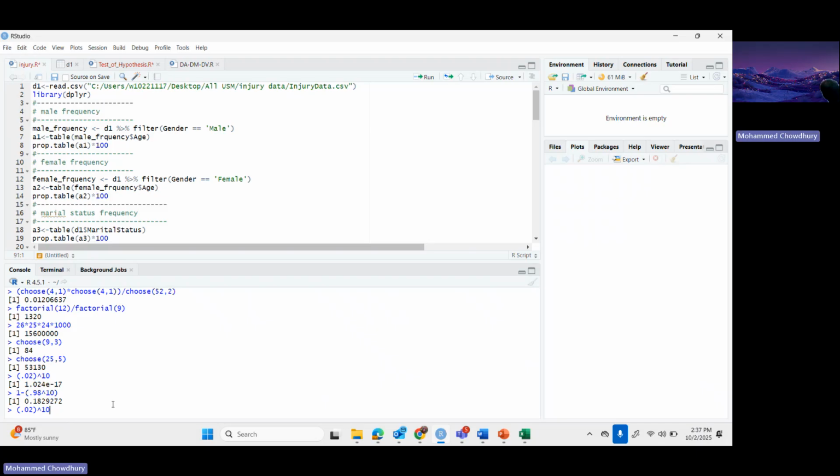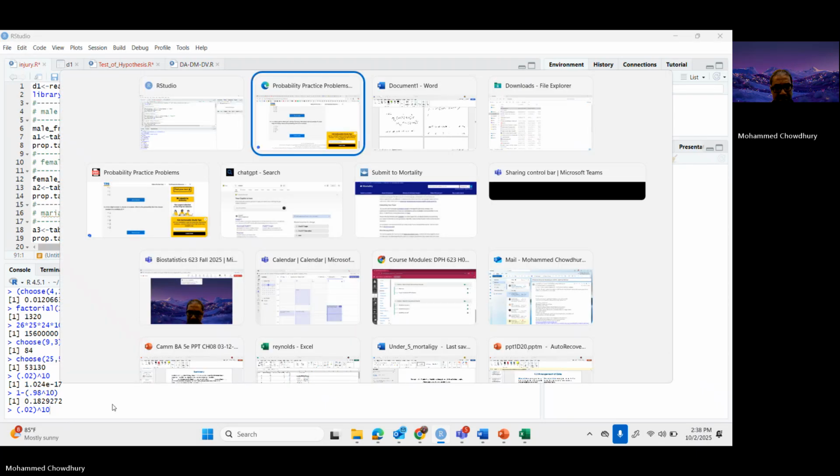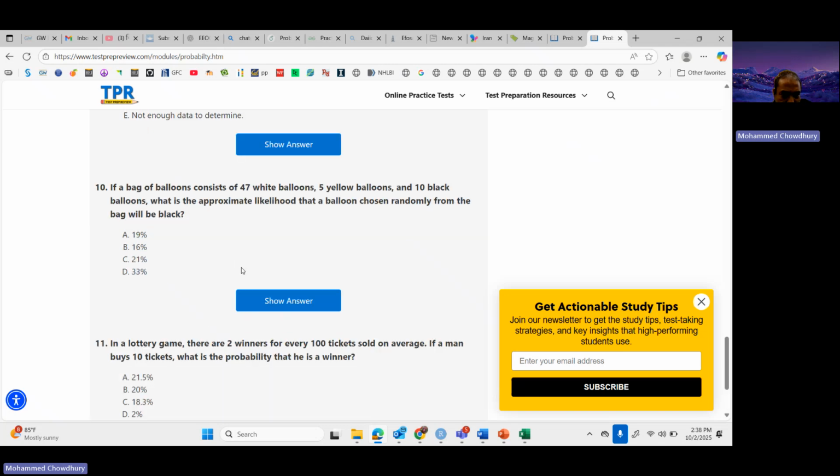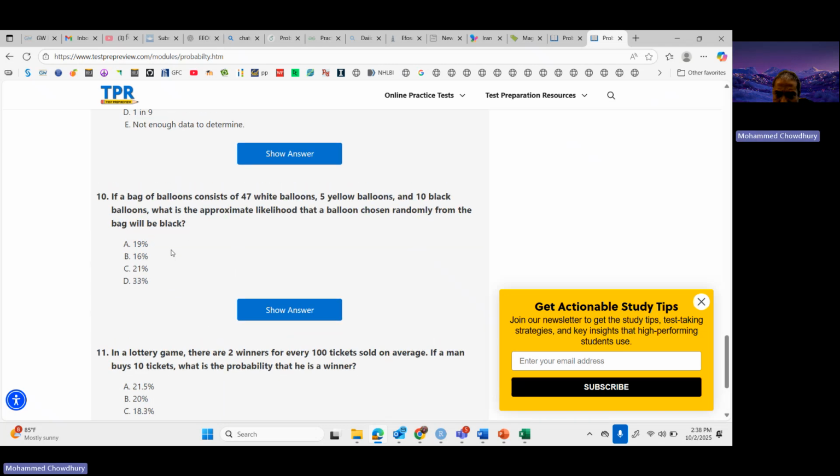Yeah, that makes sense. That's why it's not working. Okay, so here is the thing. You understand, right? 1 minus the probability of no winning will give you the probability of winning. Okay, this is a very good explanation. I think this could be done.